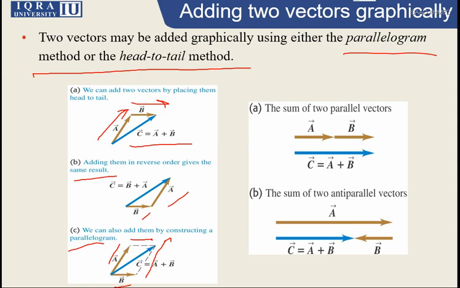The sum of two parallel vectors A and B is this one. For the sum of two anti-parallel vectors, one vector in this direction and the other in this direction, you can see that B is deducted from A, and you have this because the direction is opposite.